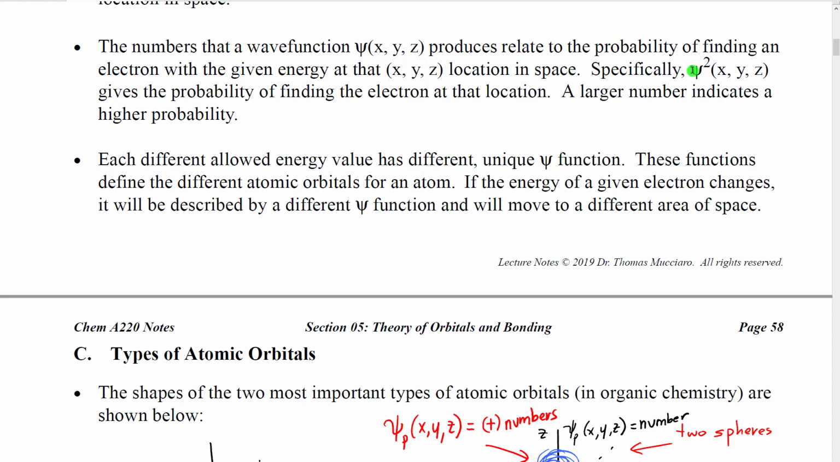You have to square it because some functions produce positive and negative numbers, and there is no such thing as a negative probability. Probabilities always go from 0 to 1.